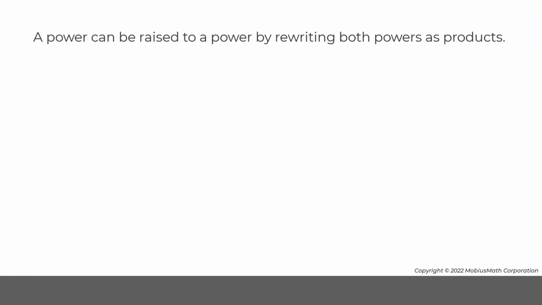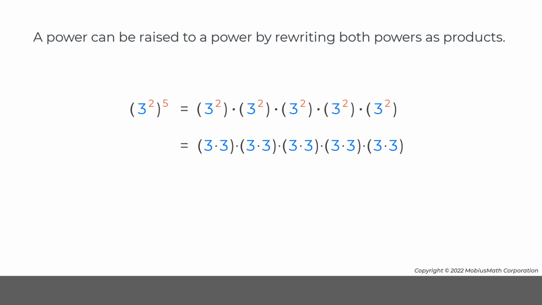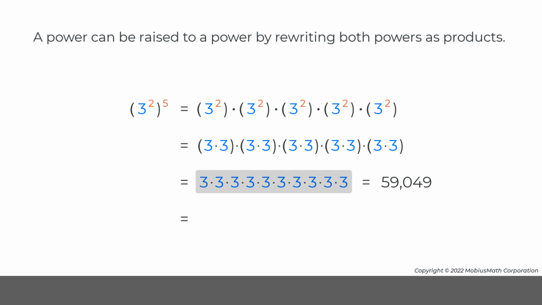A power can be raised to a power by rewriting both powers as products. For example, if 3 to the second power is raised to the fifth power, both powers can be rewritten as products. At this point, the expression can be evaluated by repeatedly multiplying by 3 to get 59,049. In addition, 3 multiplied 10 times can be written as 3 to the 10th power.